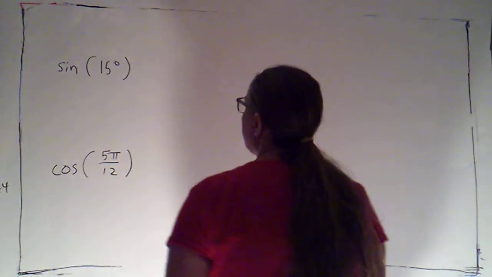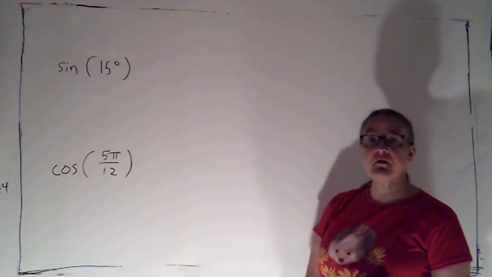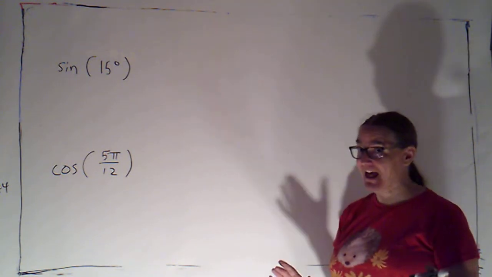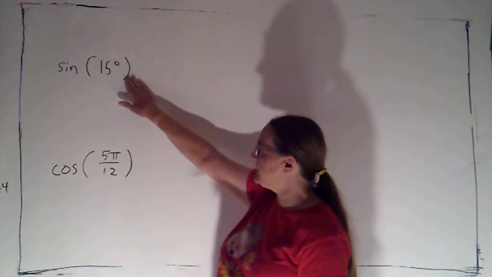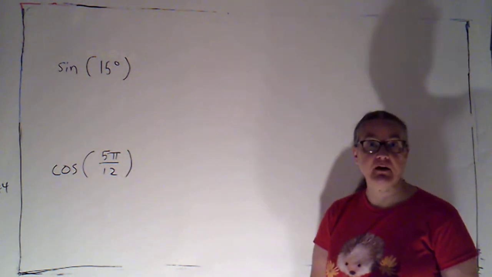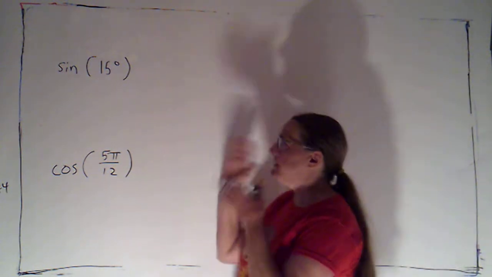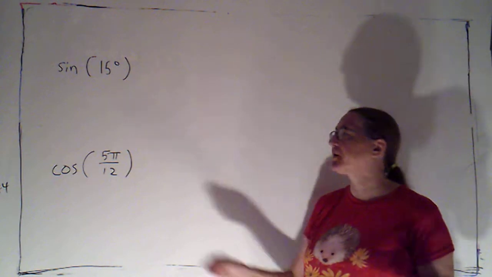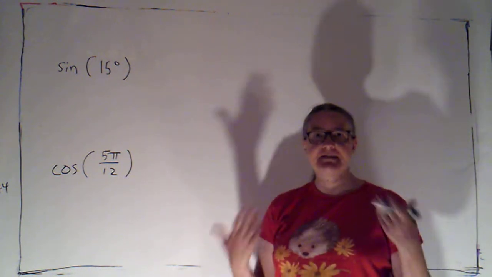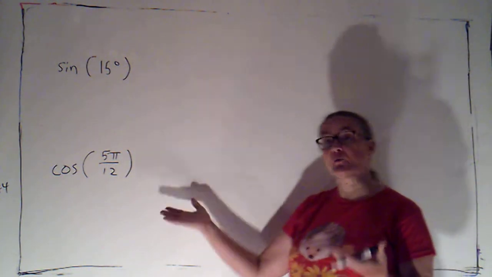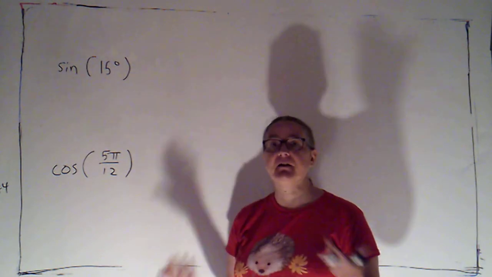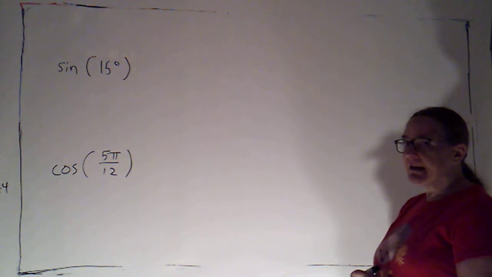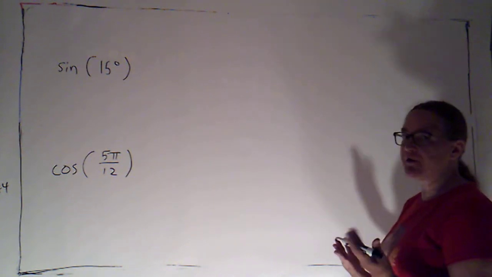I've got two problems up here on the board. We're being asked to evaluate without a calculator and get the exact values for sine of 15 degrees and cosine of 5 pi over 12. I recognize that neither of these is one of the three nice acute angles that I'm used to working with. In degrees, that would be 30, 60, and 45 degrees. In radians, of course, that's pi over 6, pi over 4, and pi over 3. But I want to see if I could build these out of those.